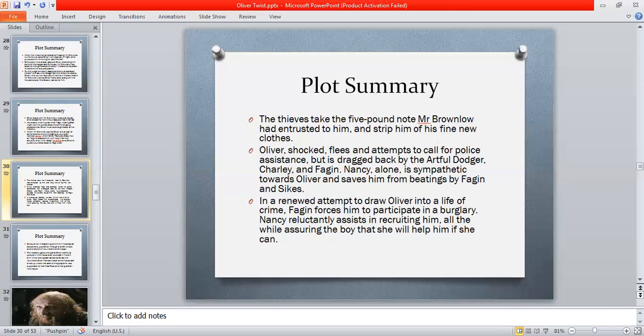Nancy alone is sympathetic towards Oliver. Nancy alone feels pity for Oliver and saves him from beatings by Fagin and Sykes. In a renewed attempt to draw Oliver into the life of crime, Fagin forces him to participate in a burglary, a kind of robbery of a house. Nancy reluctantly assists in recruiting him, in subduing him, all the while assuring the boy that she will help him if she can.